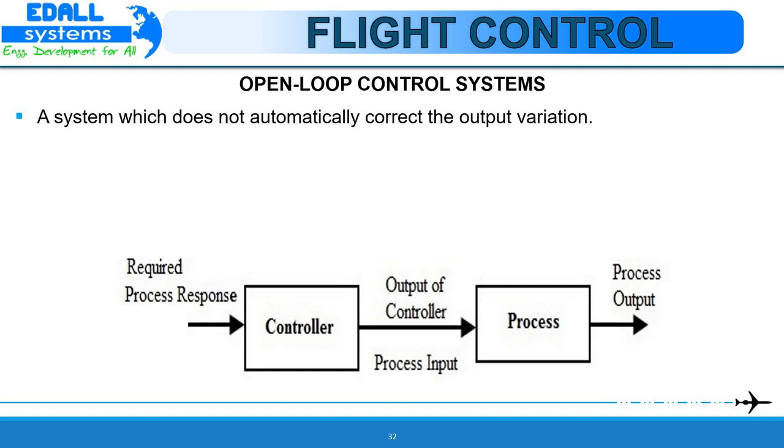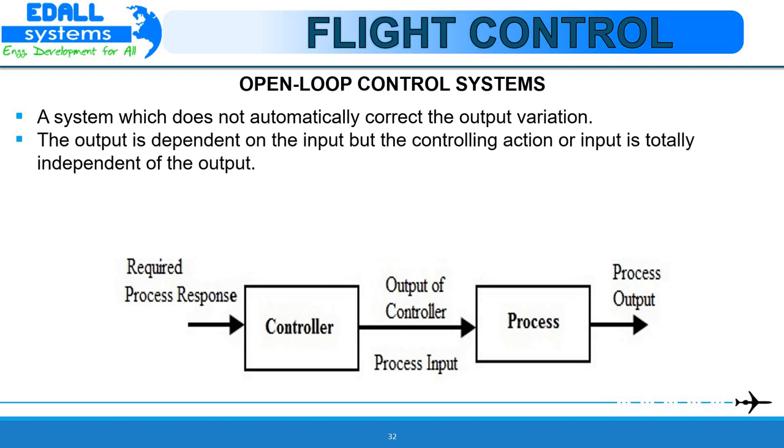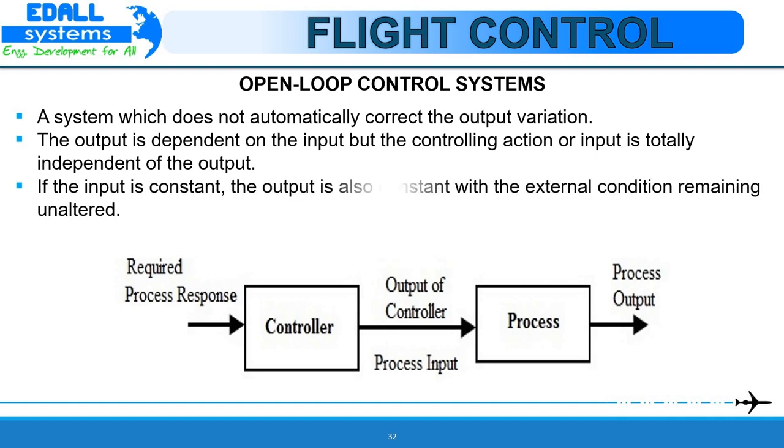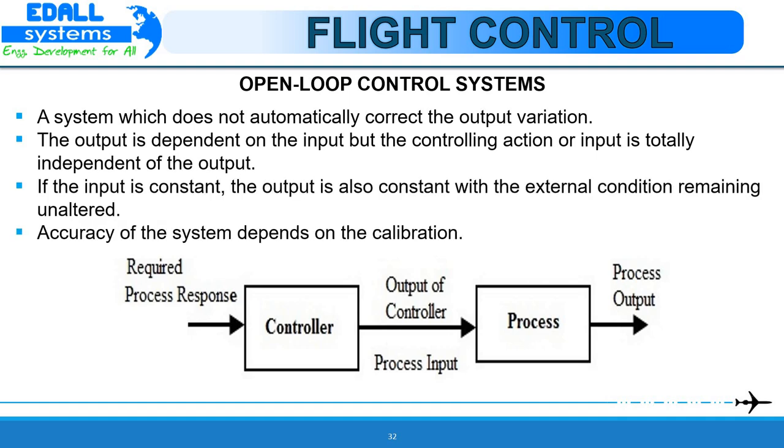Reference input, or the required process input, is applied to the controller, which generates the actuating signal, or the output of the controller, which is required to control the process which is to be controlled. The process is giving out the necessary controlled output. The advantages of the open loop system are it is very simple to construct, and very convenient when output is difficult to measure. Such systems are easy from a maintenance point of view.